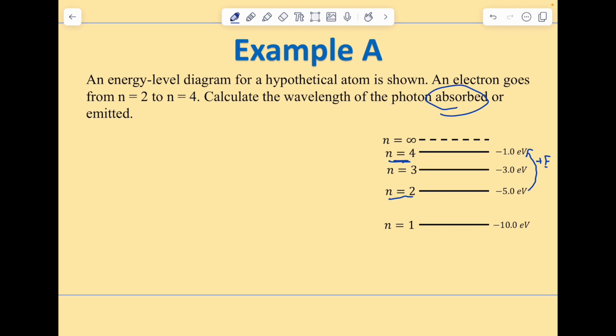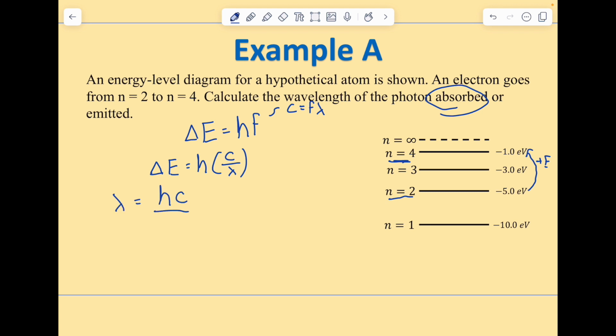Now to calculate the wavelength of the photon, I'm going to use the fact that the energy of a photon is equal to Planck's constant times frequency. And since speed of light equals frequency times wavelength, this can be written as energy of the photon is Planck's constant times c over wavelength. Solving this for wavelength yields Planck's constant times speed of light over the change in energy, which in this case would be the energy of the photon absorbed.